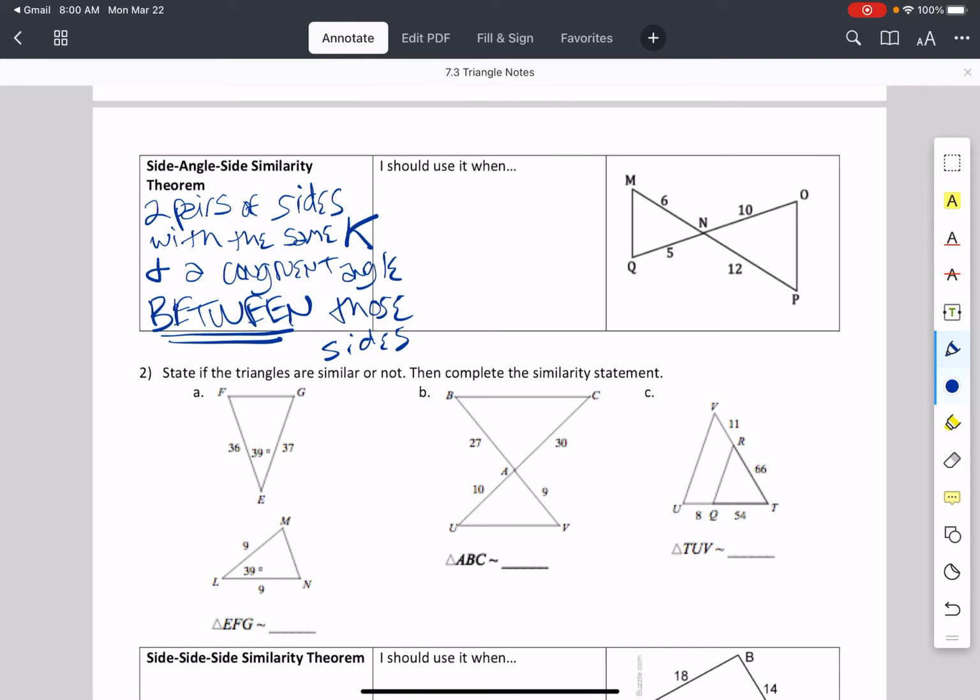I should use it when I have two sides and one angle. Seems self-explanatory. Okay, so look, here I have, these are vertical. Notice that 5 times 2 is 10 and 6 times 2 is 12, right? So there's an example of side, angle, side, okay?